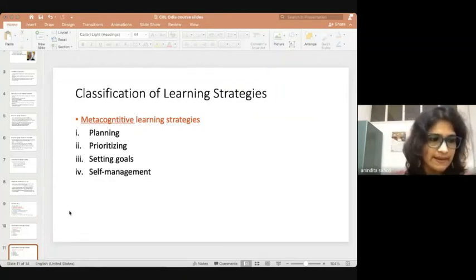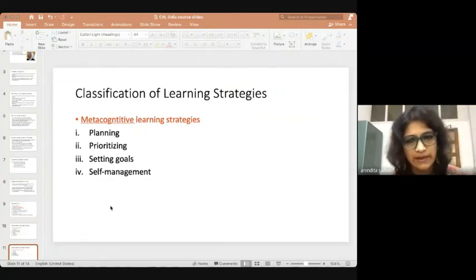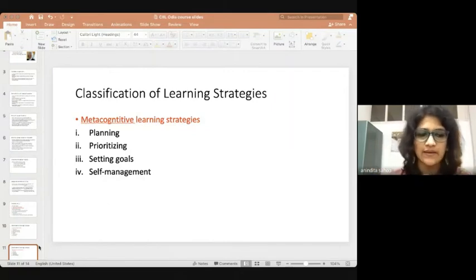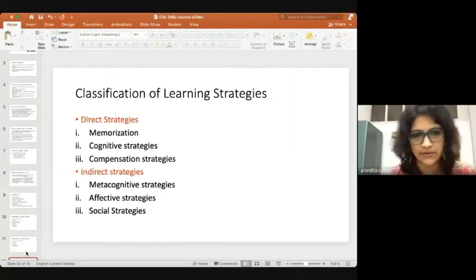Both of them have to be equally on the same platform. Nahale self management, if the children are not able to do it, then the entire teaching learning process is going to be flawed.